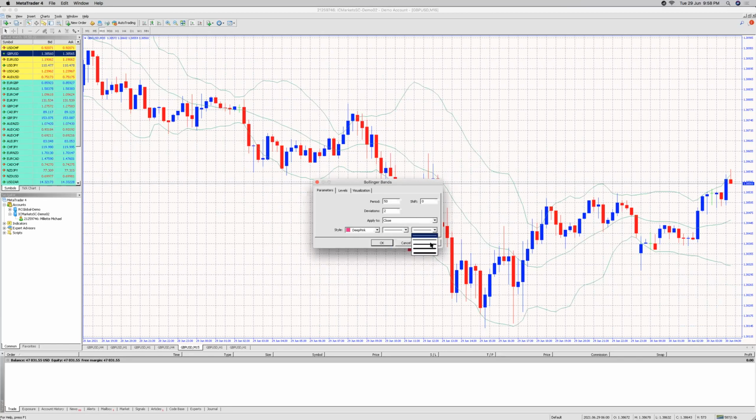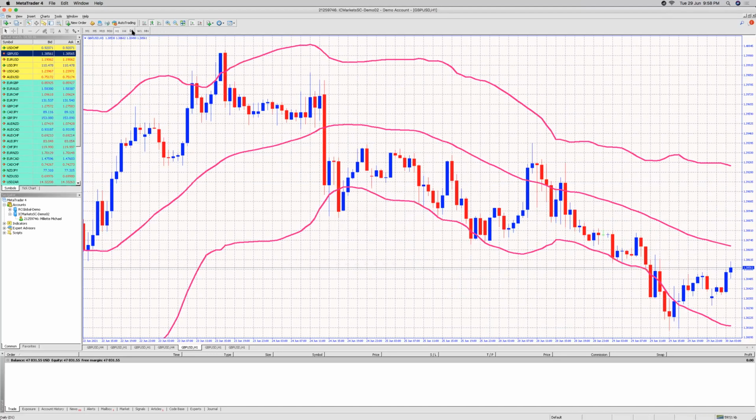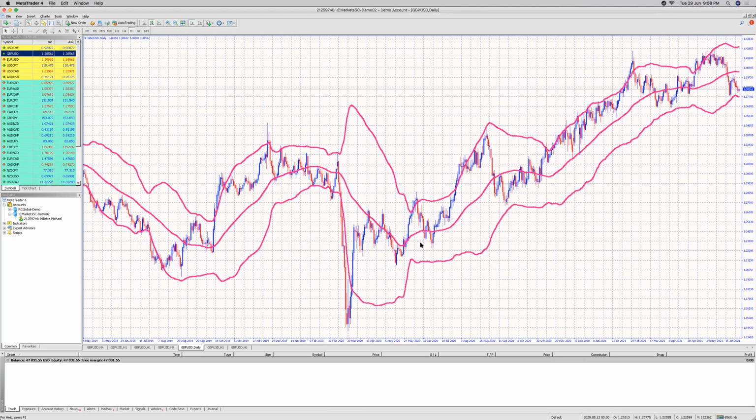We can leave it like that and just change the size of it here. We apply it to the close by default, right? So remember again, we learned a strategy earlier using the 50 EMA with the Bollinger Band here. Let's just make it smaller, right?